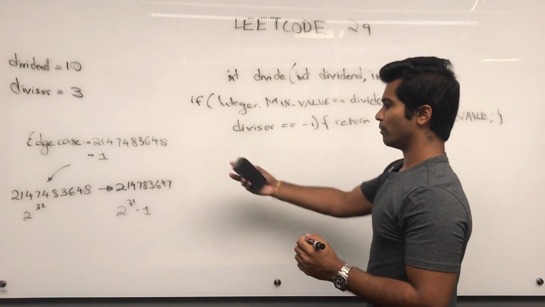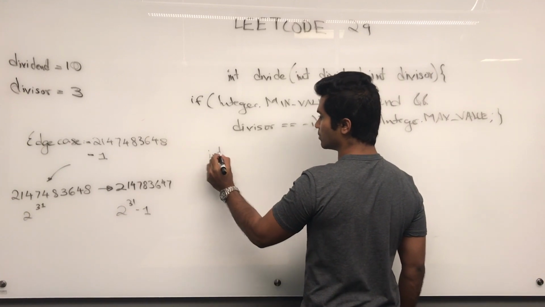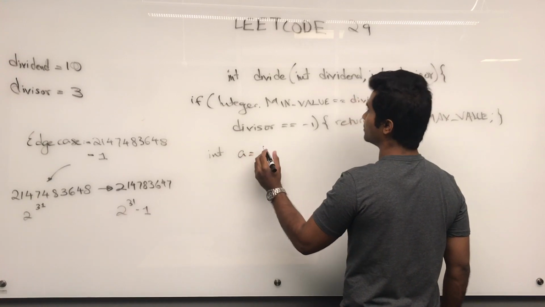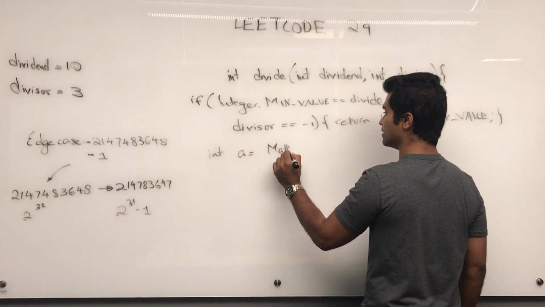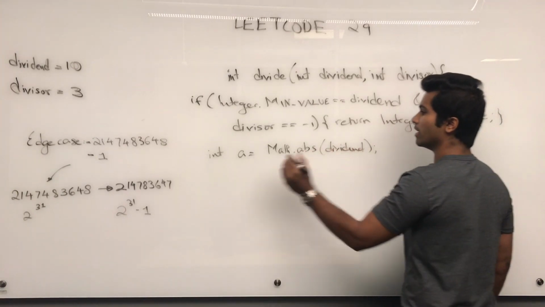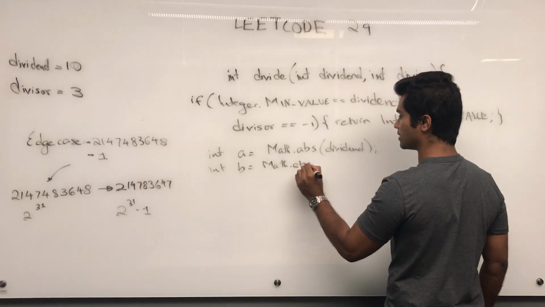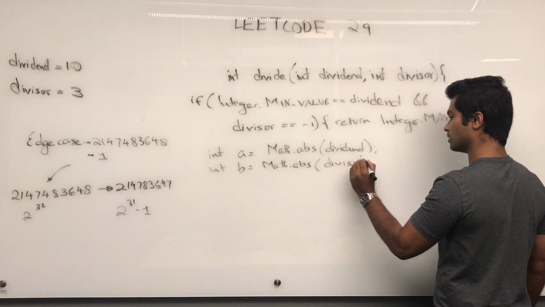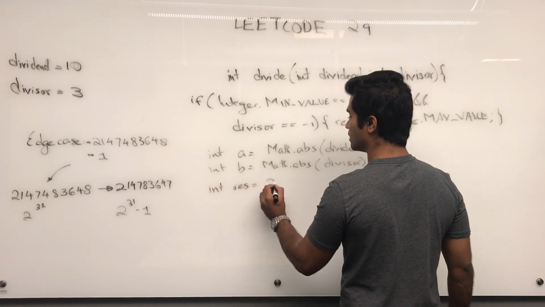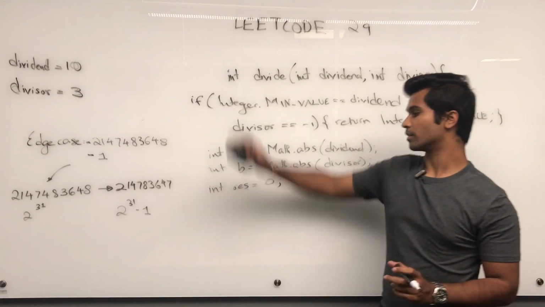Now, then what I'm going to do next is I'm going to take the absolute values of this so it's easy to do the calculations. Now, let's say int a is equal to Math.abs of dividend, and int b is Math.abs of divisor. And int result is going to be the way we return what the question is asking us to return.